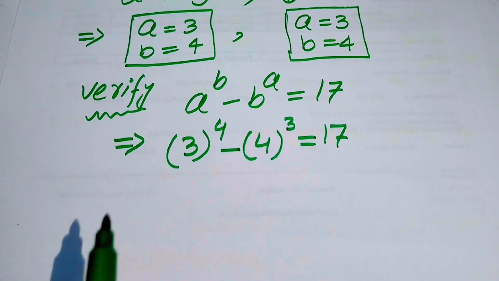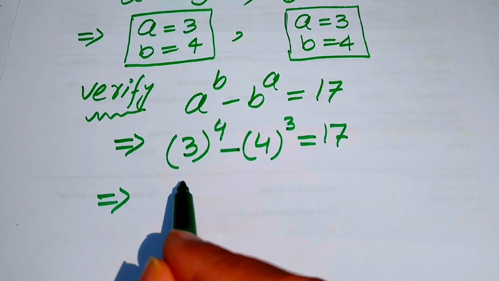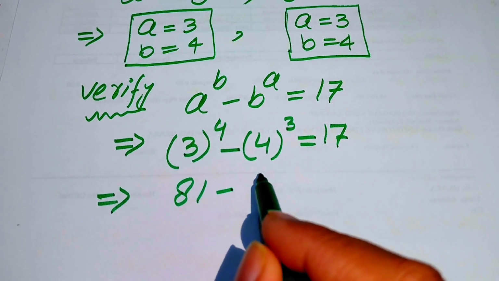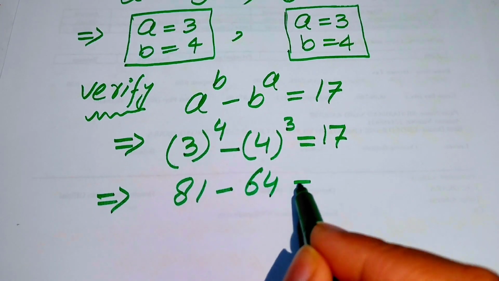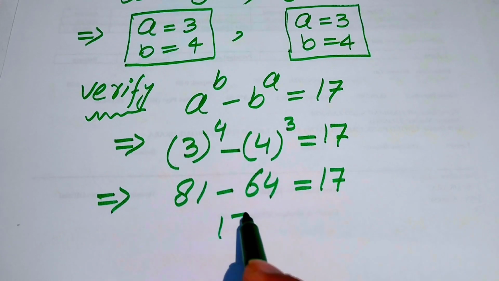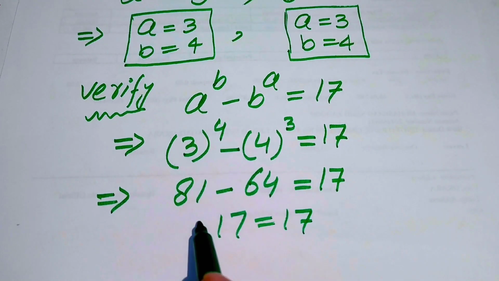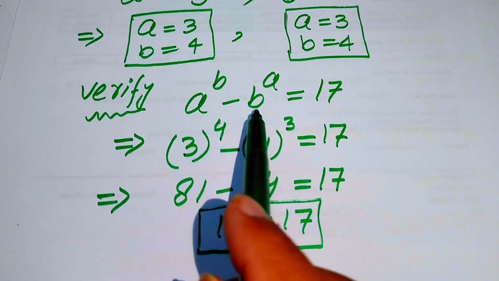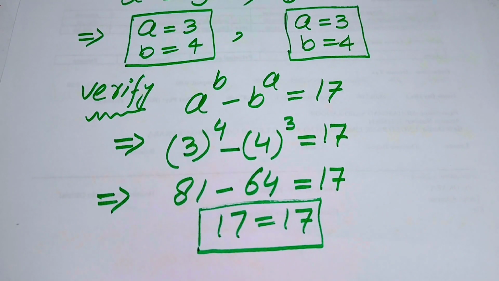So you know that 3 to the power of 4 equals 81, and 4 to the power of 3 equals 64, and this whole equation equals 17. So 81 minus 64 equals 17, which equals 17. So this shows that the values of a and b satisfy the given question statement. So it means that a and b are the final solution of this question.